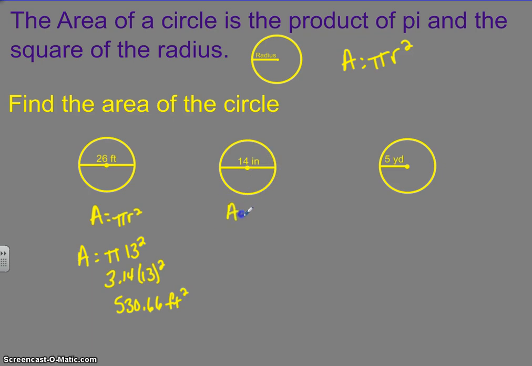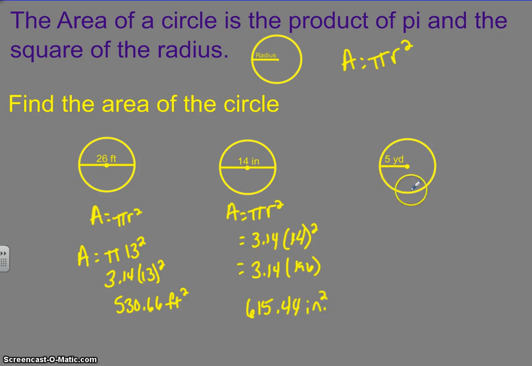Okay, again, A equals pi times r squared, which equals 3.14 times 14 squared, which equals 3.14 times 196. 196 times 3.14 equals 615.44, and it is square inches. Okay, last one. Pi r squared is equal to area. Pi is 3.14. The radius is 5.